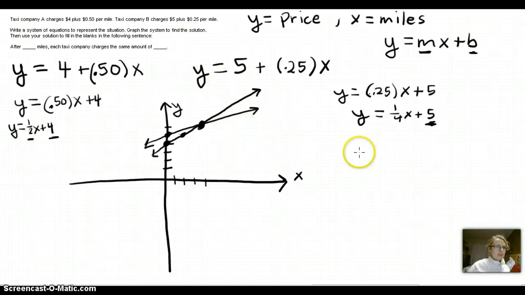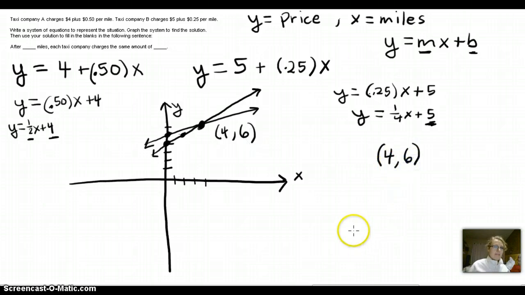The shared point will be over, let's see, our x is 4 here, and our y is 1, 2, 3, 4, 5, 6. Is where we have a solution.